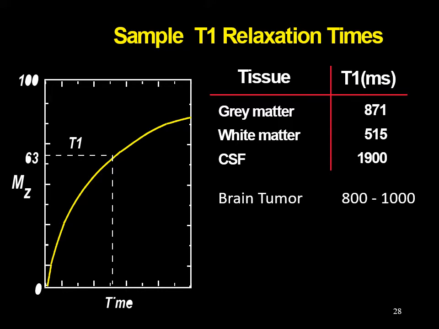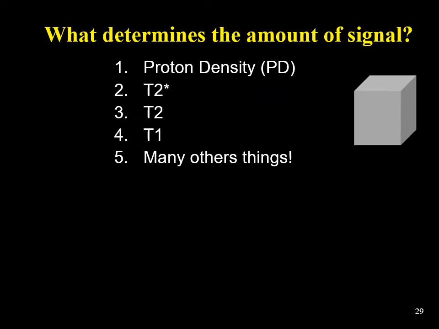Brain tumors, a prototypical disease example that we use, think of in the head, has a T1 relaxation time usually in the range of 800 to 1000 milliseconds. This slide brings us to the end of part one of this talk, the fundamentals part.